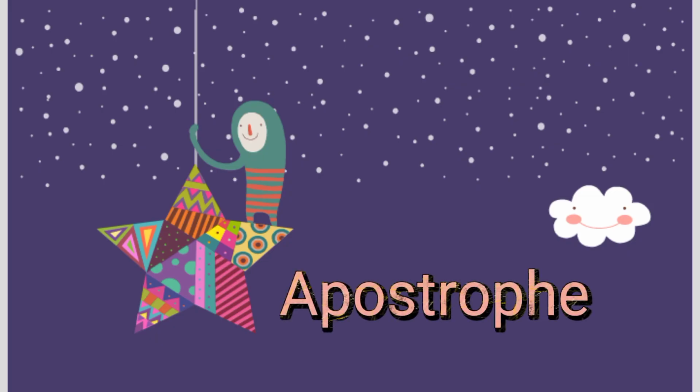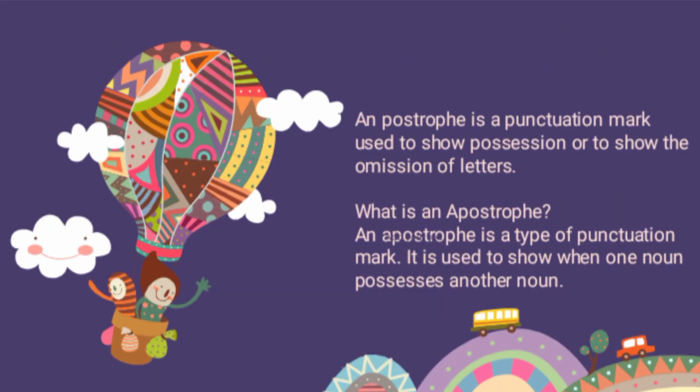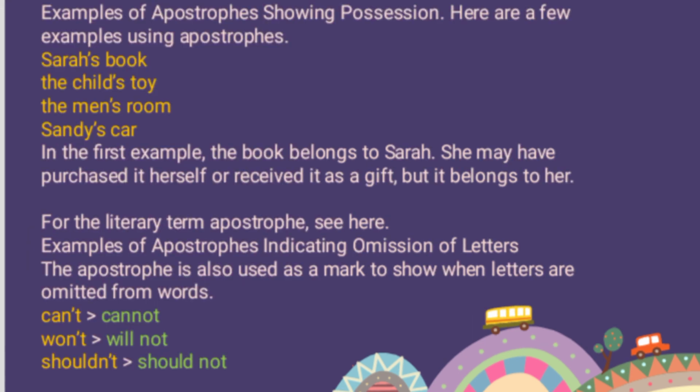Apostrophe. An apostrophe is a punctuation mark used to show possession or to show the omission of letters. To get to know what an apostrophe is, it is a type of punctuation mark used to show when one noun possesses another noun. We've heard some examples of apostrophes showing possession, or a few examples using apostrophes. First, Sarah's book, the child's toy, the men's room, Sandy's car.